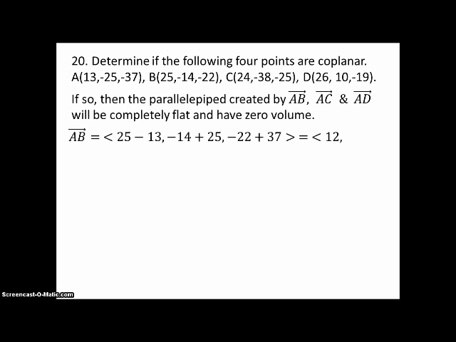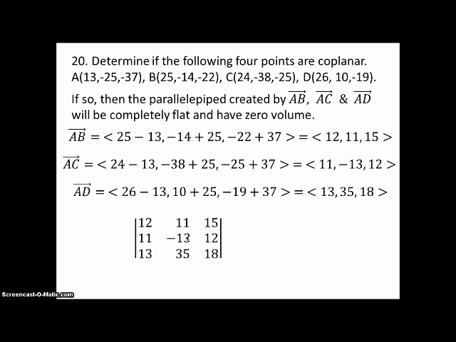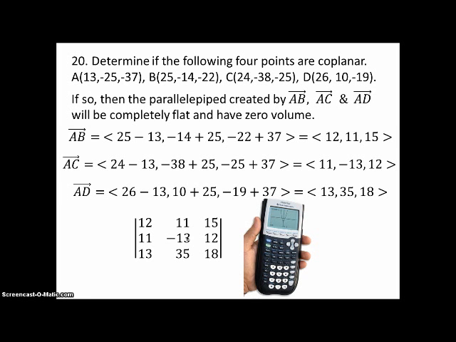So there's AB, there's AC, and there's AD. So our determinant looks like this. Now those numbers are awfully big. I don't really want to do that by hand. So let's take a look at how we would do it on the calculator.